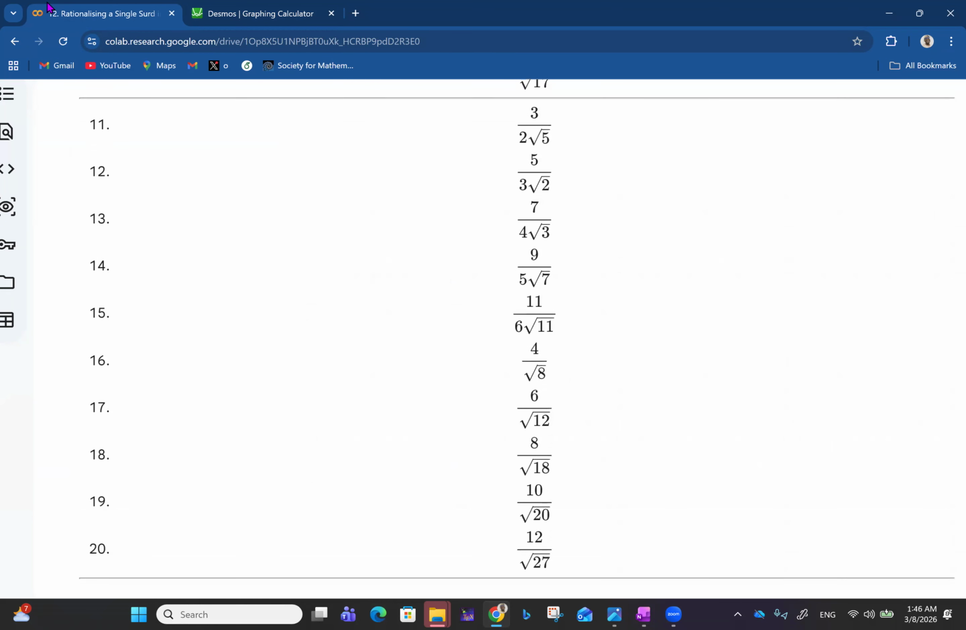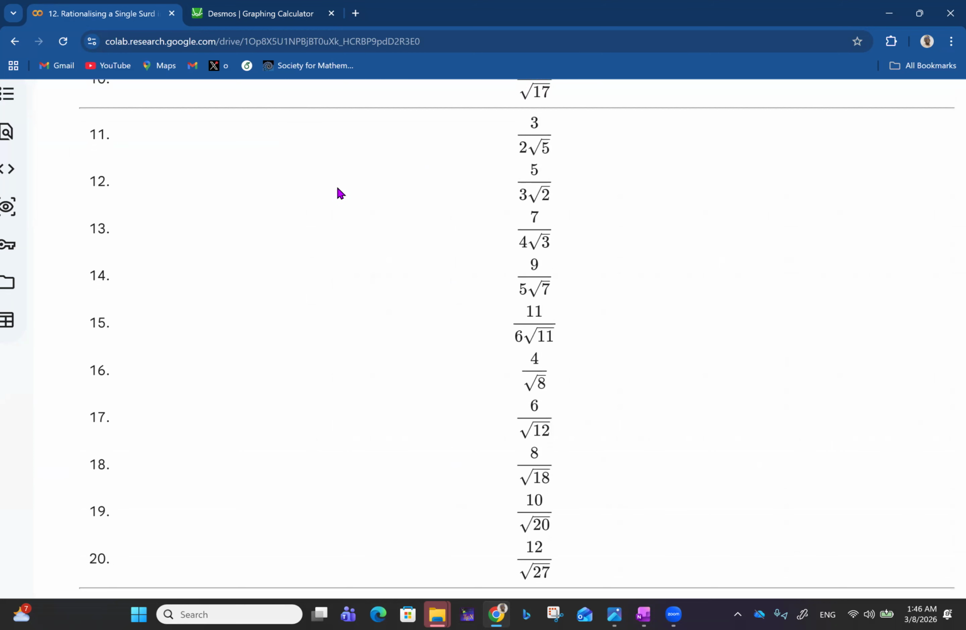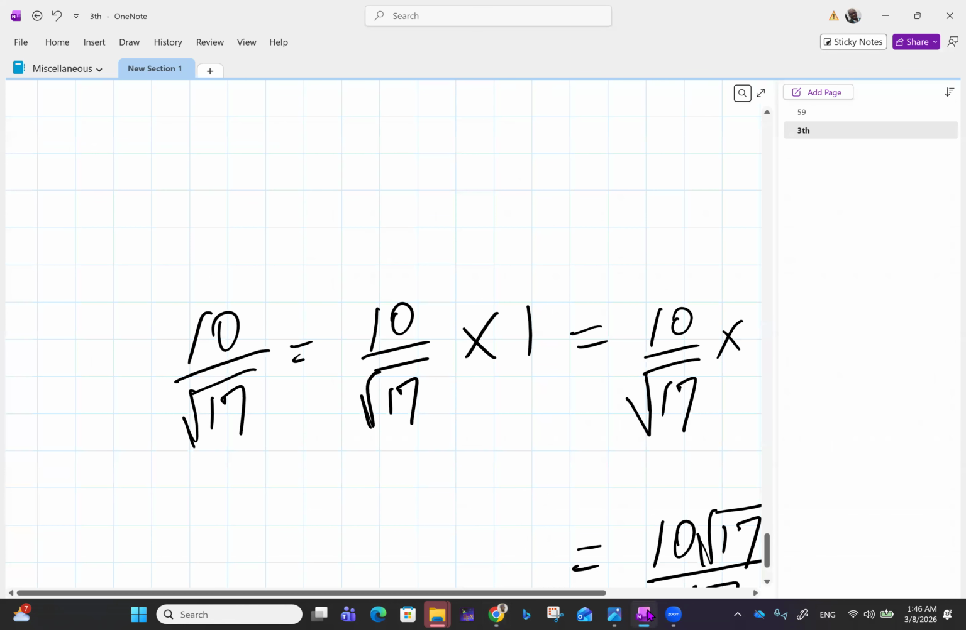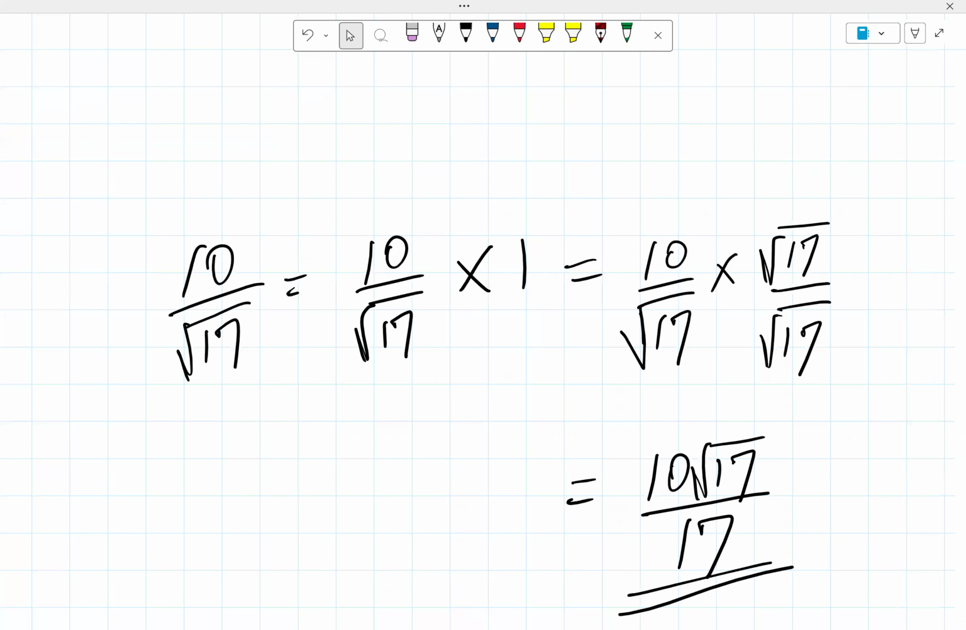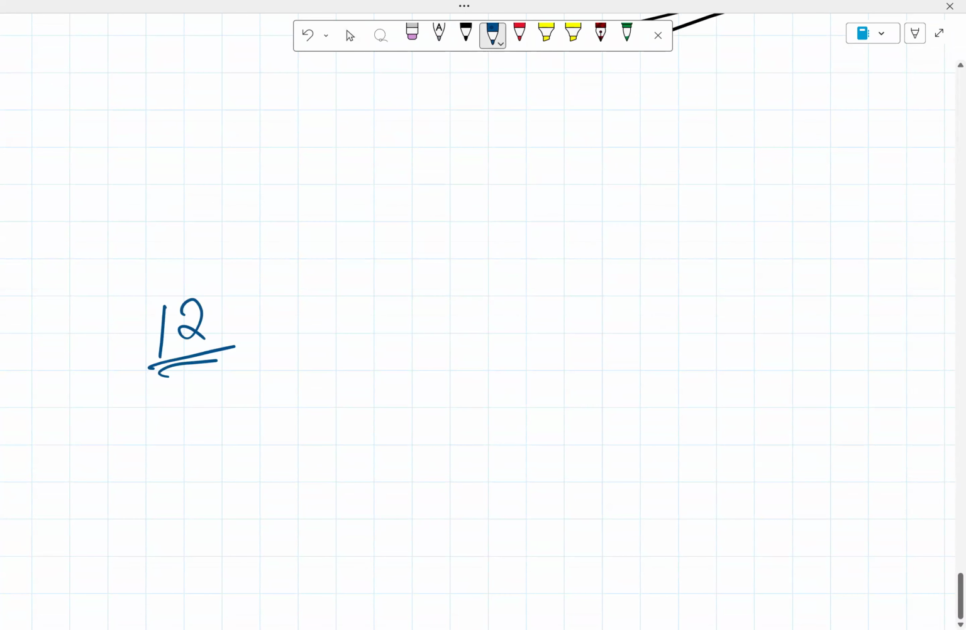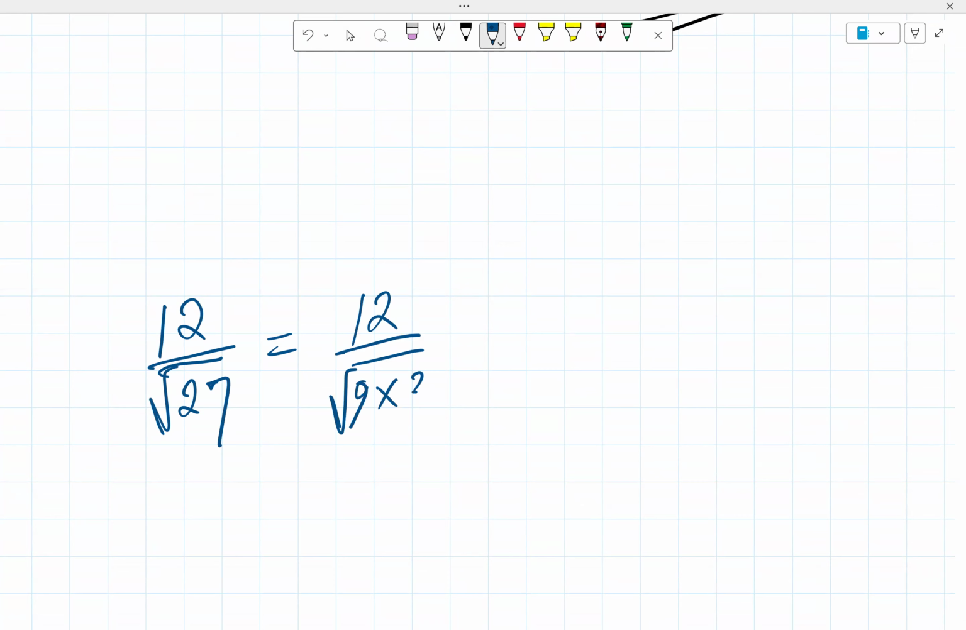Yeah, I think I want to take 20. So we have 12 over root 27. So we have 12 all over root 27. So you want to simplify first. The biggest square factor there is 9. So 9 times 3. So you have 12 over square root of 9, which is 3, so you have 3 root 3.